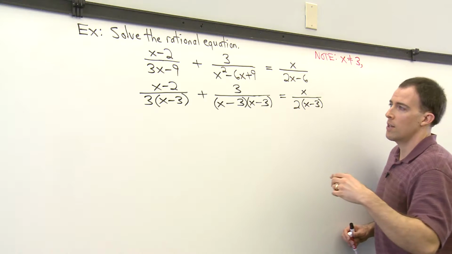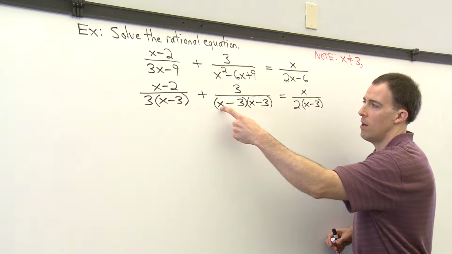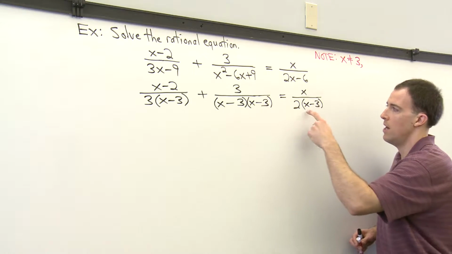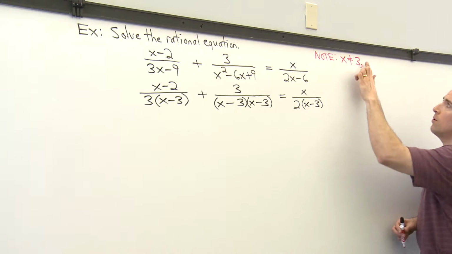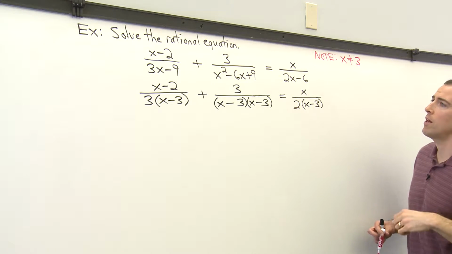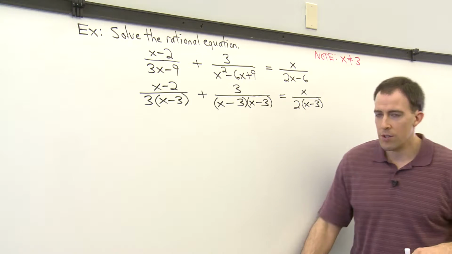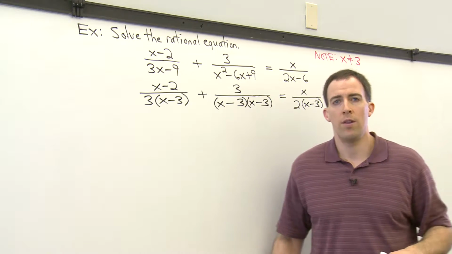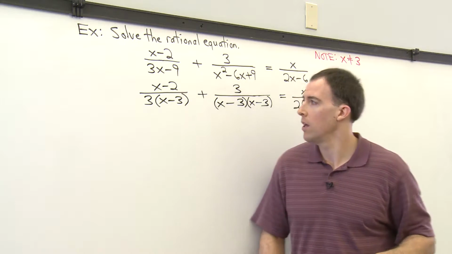And is there any other x value that x can't equal? 3 as well from right here, 3 from right there, and also 3 from right there. This is the only restricted value. x can't equal 3. So if we solve the equation and happen to get 3, we'll know that that's not a solution. It doesn't check.